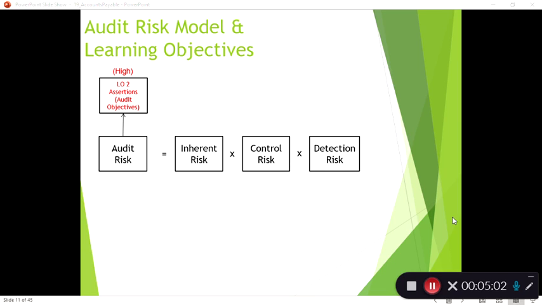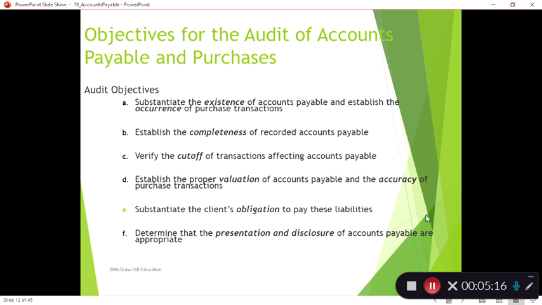All right, so looking at the next learning objective, basically understand the audit objectives for how those assertions at the financial statement level are implemented for this transaction cycle. So we still have our six assertions, but how can we translate that into audit objectives? The first one would be around substantiating the existence of accounts payable and making sure those purchase transactions actually occurred. The next is establishing that the recorded accounts payable is complete, right? There aren't any missing liabilities that the client hasn't recorded.